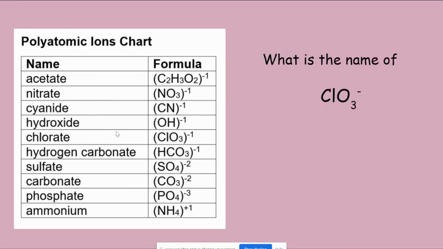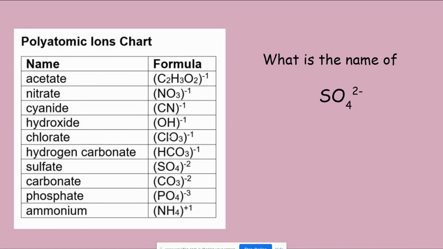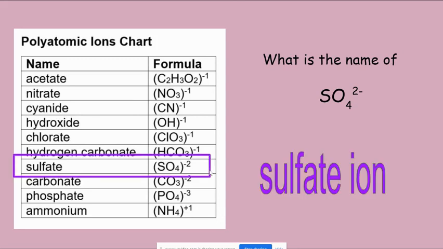So let's practice. What is the name of ClO3 minus? So I'm going to look for where this is in the chart, and I see that ClO3 minus corresponds to chlorate. What is the name of SO4 2 minus? I'm going to look at this reference chart, which of course you'll always have on your quizzes and tests. I locate that on the chart, and it is the sulfate ion.